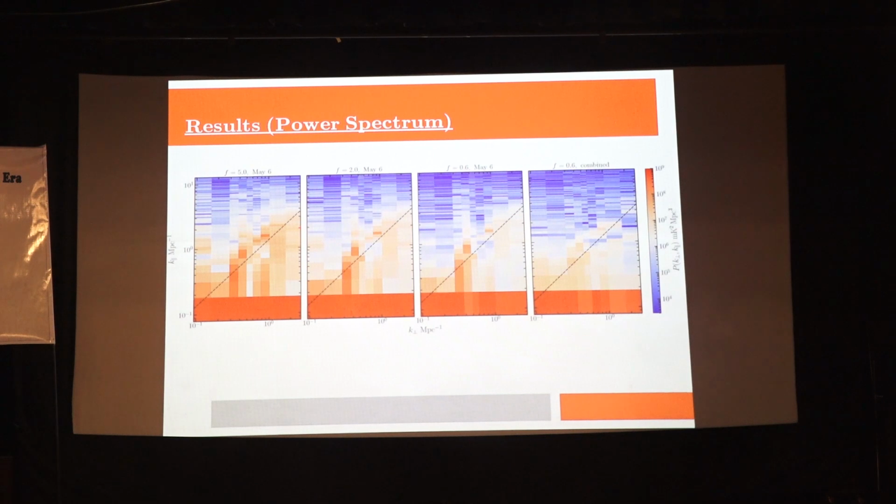This is the cylindrical power spectrum, and we see the effect of tapering here as well. As we go from May 6, f equal to 5 to 2 to 0.6, we see that the foreground wedge is receding as we increase the tapering, and this 21 centimeter window is opening up. This shows the expected horizon line, and we see this area is opening up. And for f equal to 0.6 for the combined data, we get the best results.